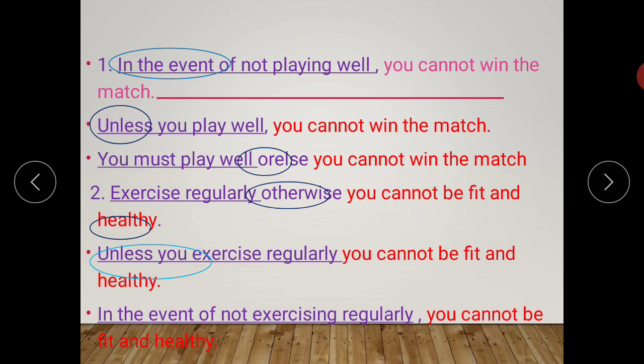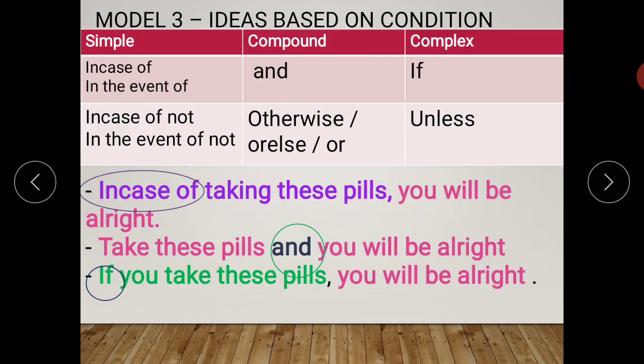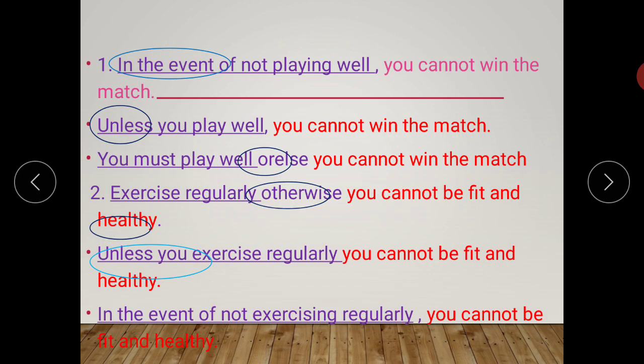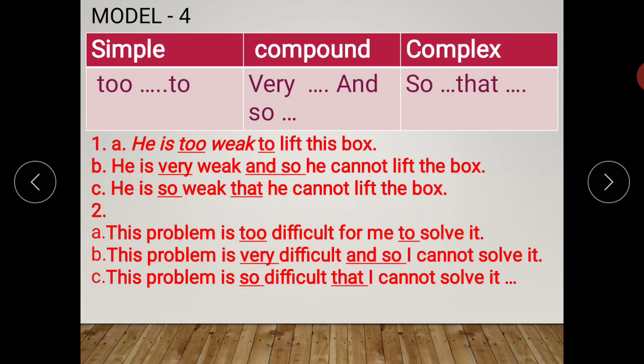So we have seen the two examples here. The first one is in the positive form and the second one is in the negative form. The change of one type of sentence into another type of sentence will not bring any change in the meaning. We are just changing the phrase into a subordinate clause or a main clause to make it complex or compound. Hope you understand the third model. Okay, now the fourth model.